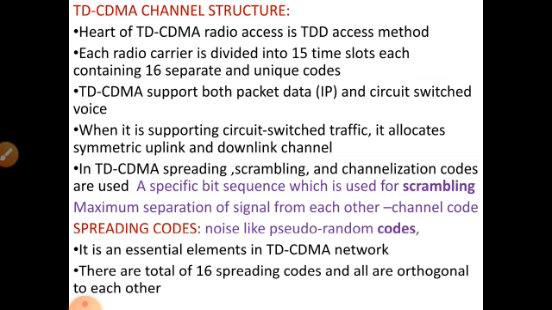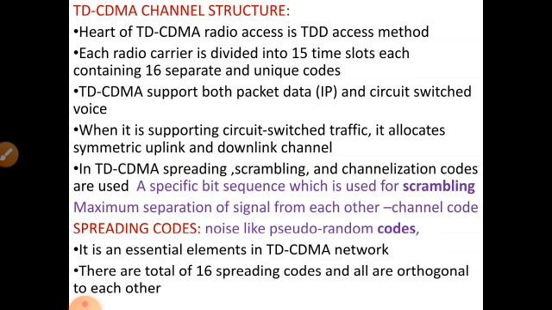Suppose I am using the scrambling code between the Node B station and the user equipment. By using the scrambling code, the Node B station can separate the signals coming simultaneously from the user equipment. Similarly, the user equipment can separate the signals coming simultaneously from the Node B station. So by using this scrambling code, each component can separate the signal coming continuously from other devices. That is the meaning of scrambling code.